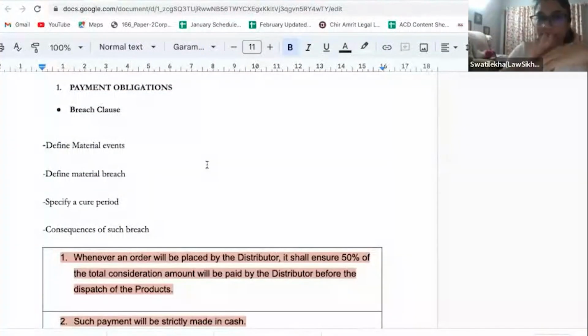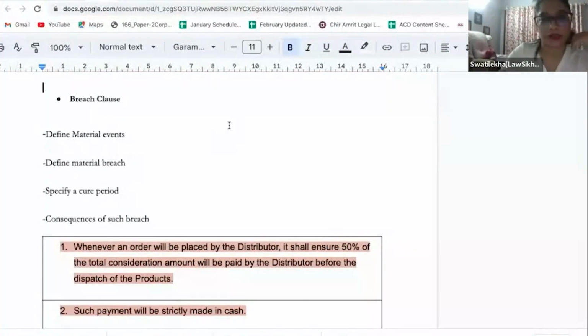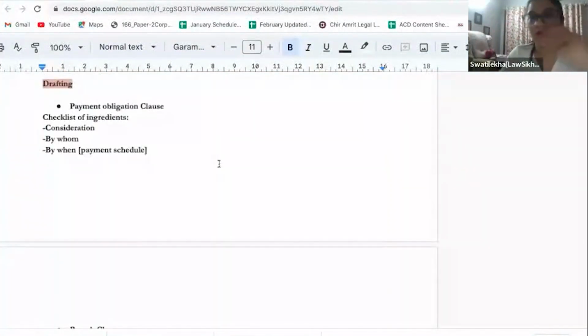Now forget these 4 points for some time. Let's try to understand in general what the payment clause should contain. In any payment clause or consideration clause you draft tomorrow, obviously there is the consideration amount, how much needs to be paid. Who needs to pay, on whom the burden of payment is. And by when. Always remember there is a payment schedule to be attached. Here you can see there are 2 tranches, or 2 halves, in which the payment is made.